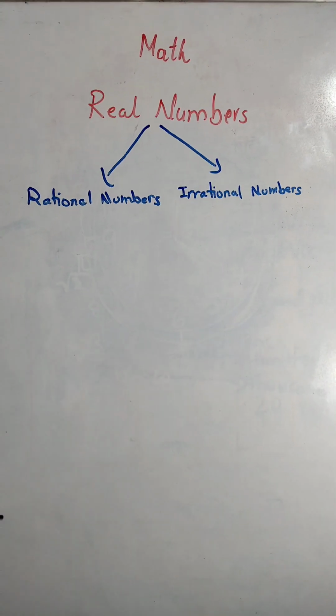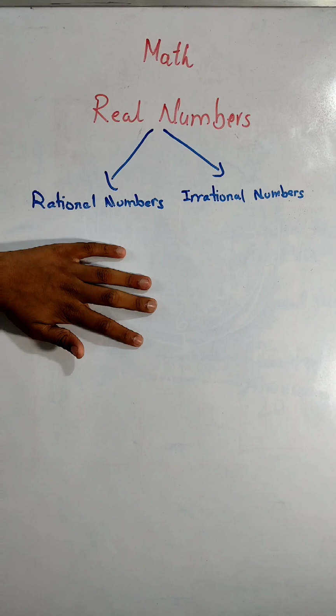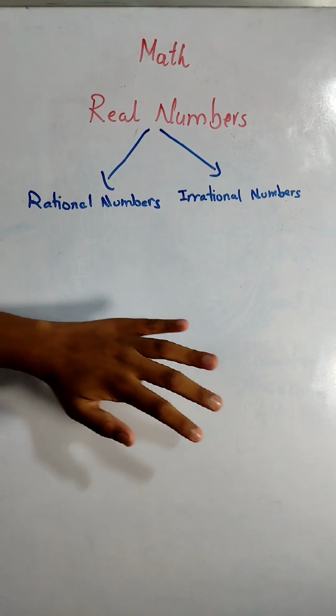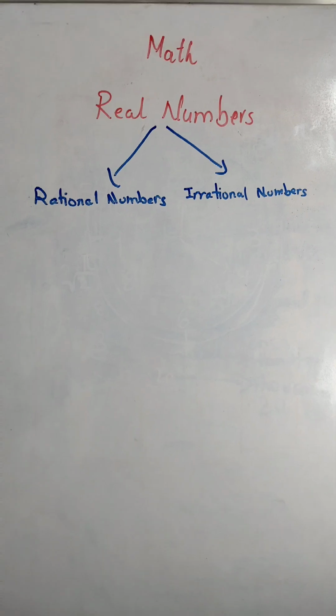So now, with the combination of irrational numbers and rational numbers, we can finally mark every single point on the number line.